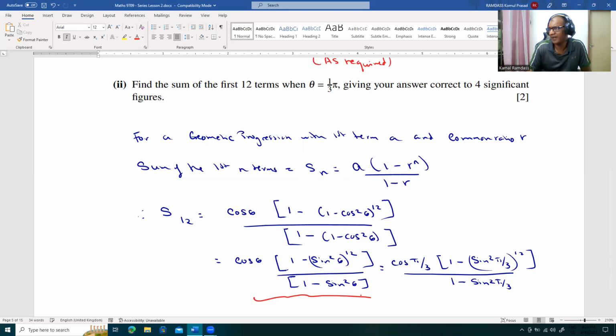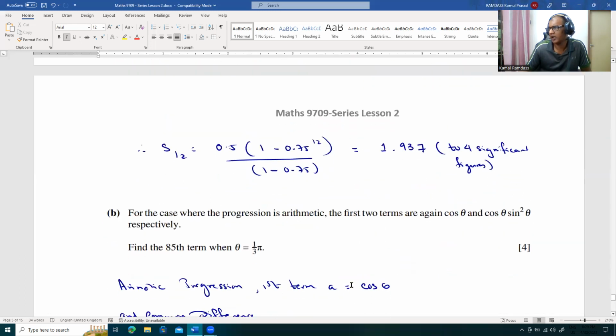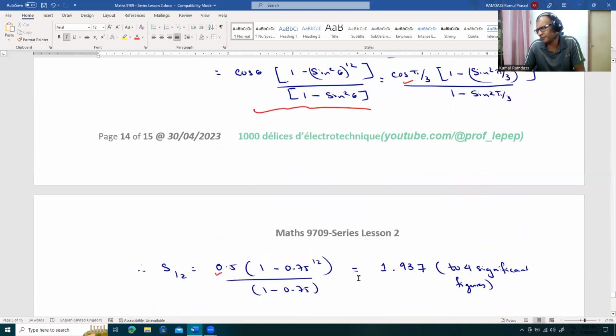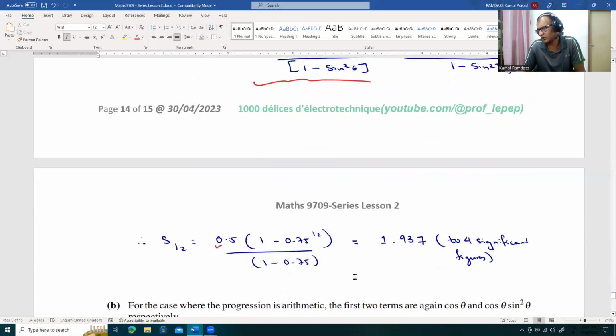And then I replace theta by pi by 3. Mon gagne cos pi by 3 multiplied by 1 minus sin square pi by 3 to the power of 12 divided by 1 minus sin square pi by 3. OK. Et là, mon gagne 0.5. Cos pi by 3, c'est 0.5. Sin pi by 3, c'est root 3 sur 2. OK. Sin square pi by 3, c'est 3 sur 4. 3 sur 4, c'est 0.75.